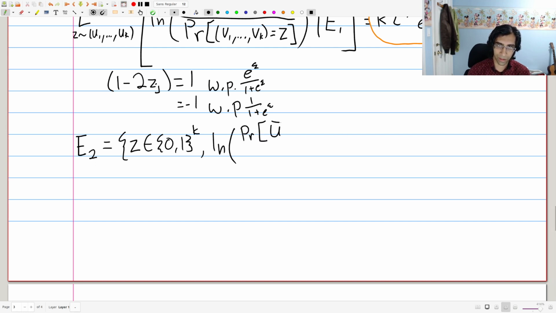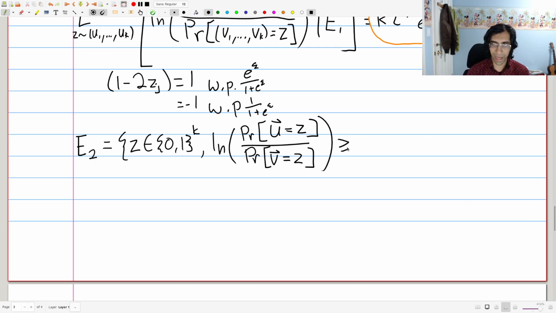So let me just write this as the probability that the U vector is equal to z divided by the probability that the V vector is equal to z. So this is just the privacy loss random variable between U and V, the entire vectors. And this will say that the privacy loss random variable is greater than k epsilon times (e^epsilon - 1) divided by (e^epsilon + 1) plus t epsilon square root k.